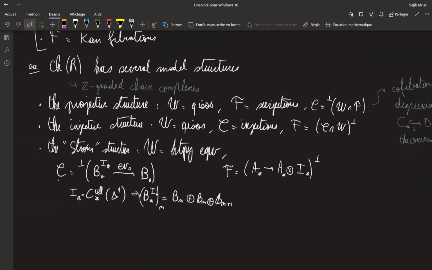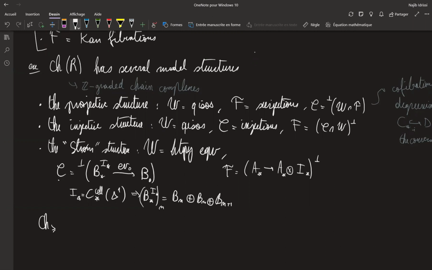All right. So as you can see, again, one category, many model structures. It really depends on what you want to do. Even if you have the same class of quasi-isomorphisms, of weak equivalences, you may have different auxiliary data, so cofibrations and fibrations. If you are in a setting where you are more likely to deal with projective resolutions, then you are going to deal with this model structure. If you are going to deal with injective resolutions, then you are going to use the second one, and so on. It's really dependent on what you want to do.